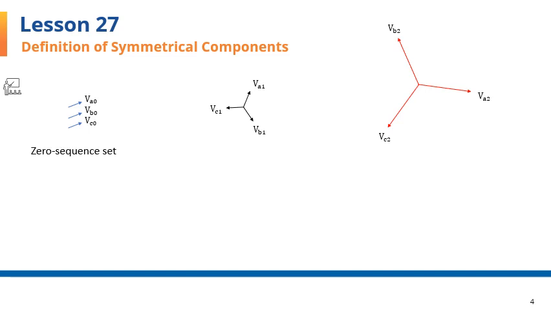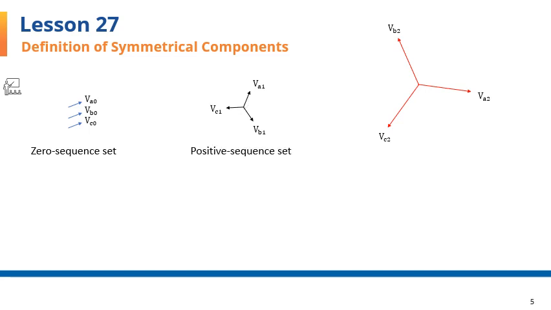The set in the middle is called the positive sequence set, and it again consists of phasors that are equal in magnitude, but they form a positive sequence set of phasors. If you start with VA1, you see that VB1 lags it by 120 degrees, and VC1 lags VB1 by another 120 degrees. So they form an ABC or positive sequence set.